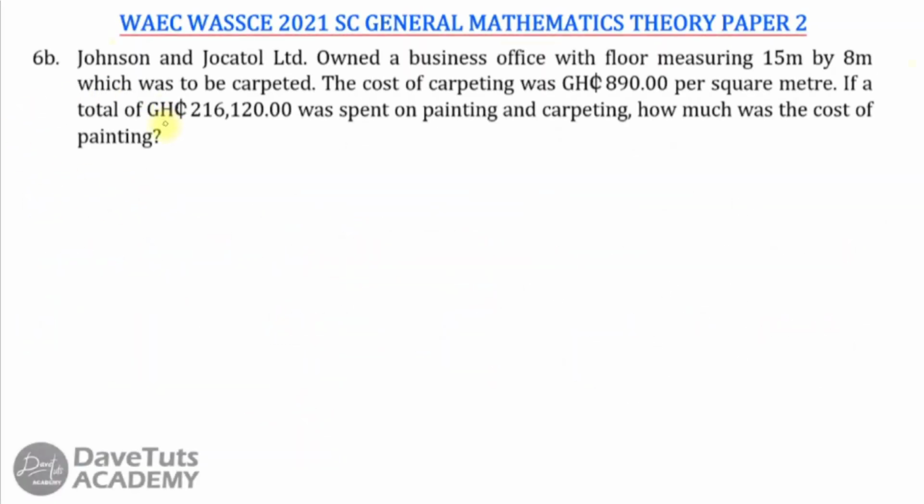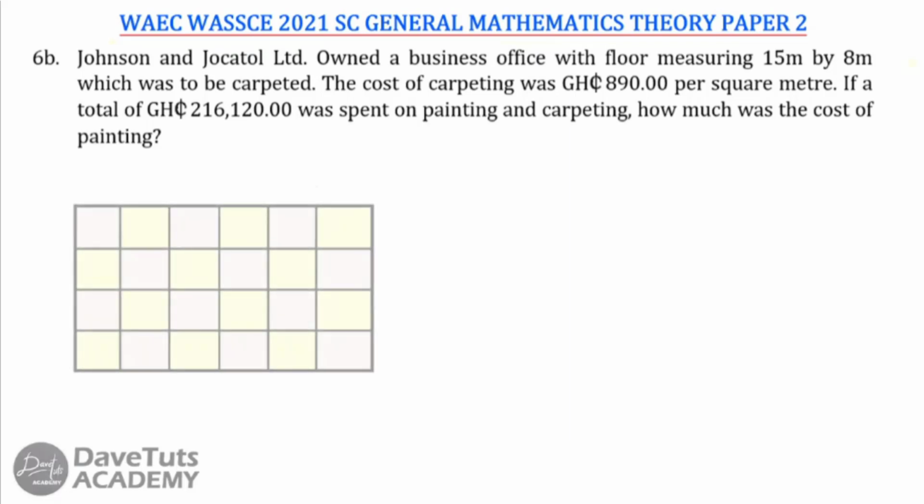In this question on commercial mathematics, we are told that Johnson and Jokato Limited owned a business office with floor measuring 15 meters by 8 meters, and that floor was to be carpeted. Now the cost of carpeting was 890 Ghanaian cedi per square meter, and if a total of 216,120 Ghanaian cedi was spent on painting and carpeting, our man needs to find how much was the cost of painting. So we can look at that floor just as represented, and we have it as 15 meters by 8 meters.